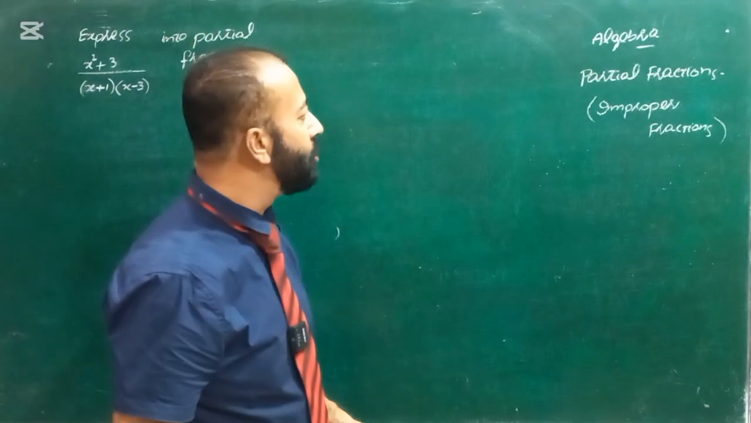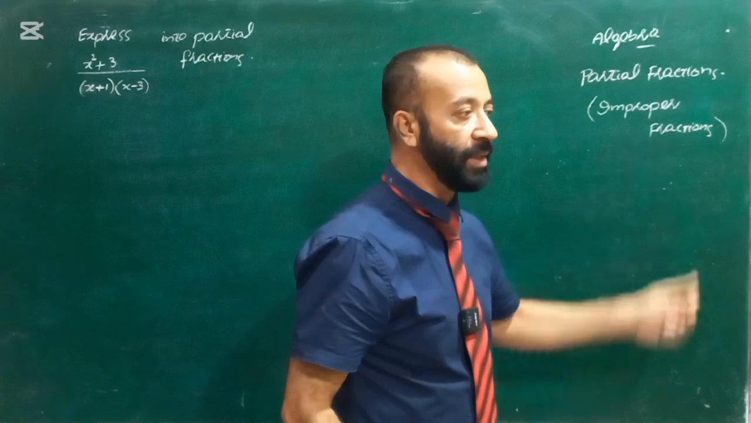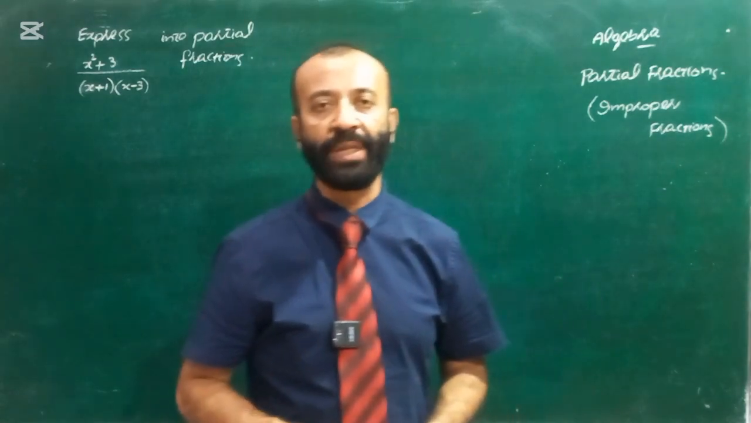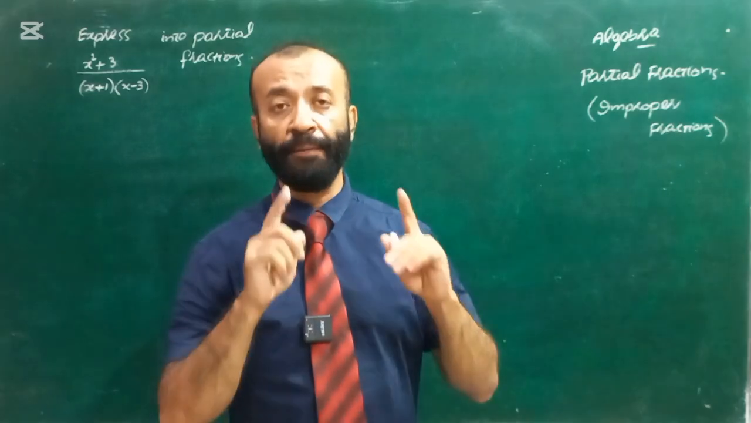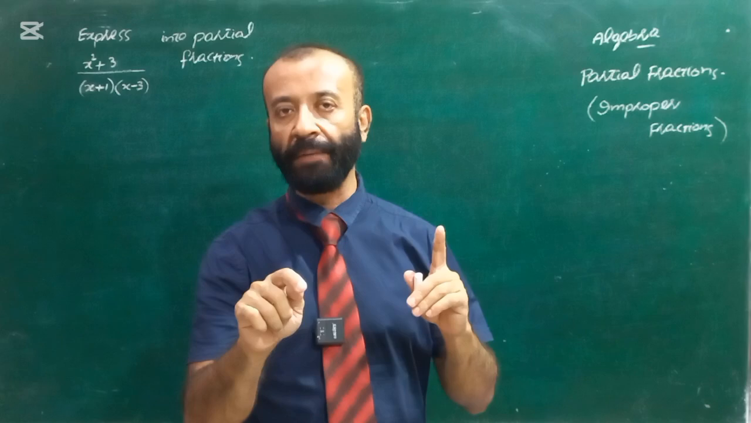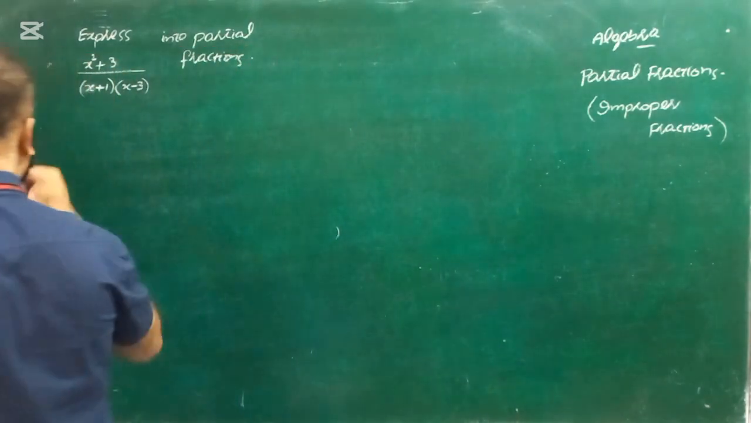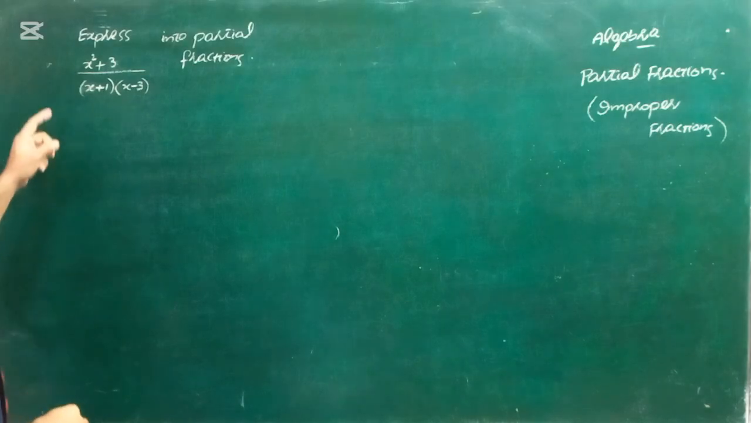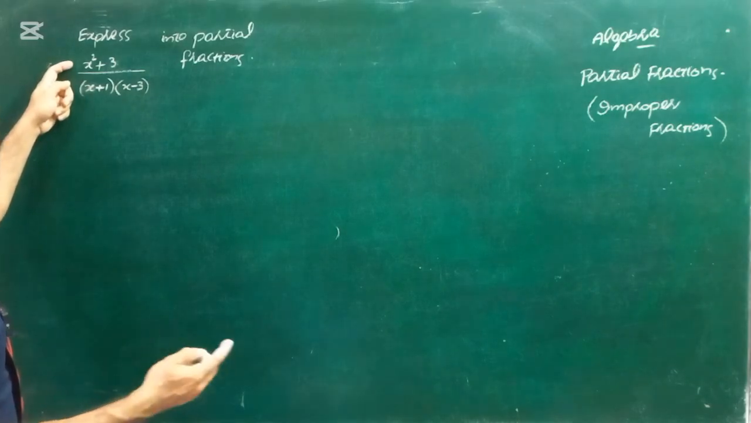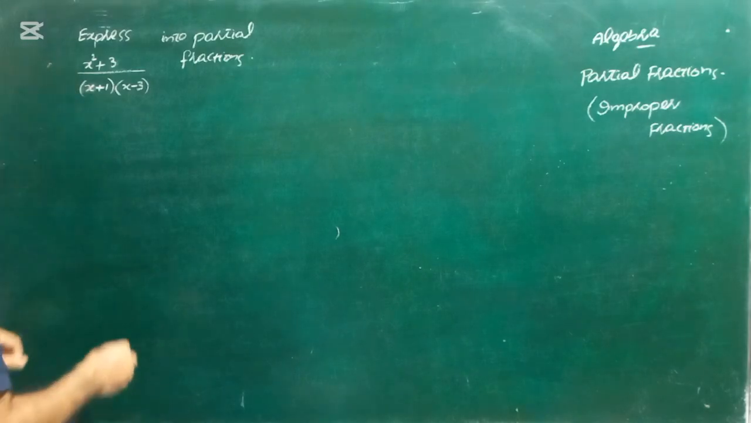Next thing that we are going to do in the partial fraction is partial fraction of improper fraction. So first listen, improper fraction will be a fraction in which the maximum power of the x in the numerator will be equal to or greater than the maximum power of the x in the denominator. So look now into this question which we are going to do. The maximum power of the x in the numerator is equal or greater than the maximum power of the x in the denominator. So this is an improper fraction.